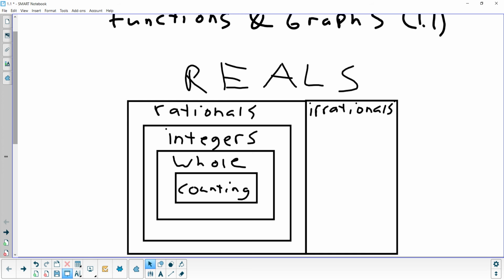So the first thing they talk about in section 1.1 is this number system diagram. Basically what I've drawn here is how you can classify numbers, starting with the simplest numbers on the inside, working your way out to more complicated numbers. The simplest kind of numbers are counting numbers. Counting numbers start with 1 and go up. They don't have fractions, they don't have decimals. 1, 2, 3, 4, 5, 6, 7, 8. Those are counting numbers.